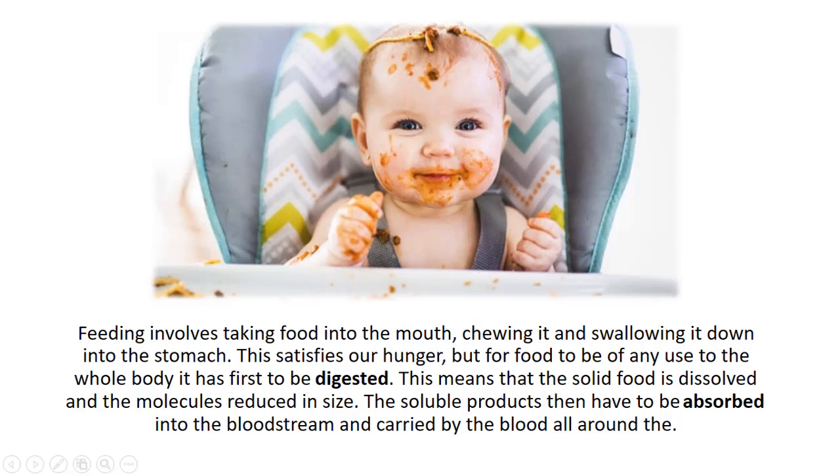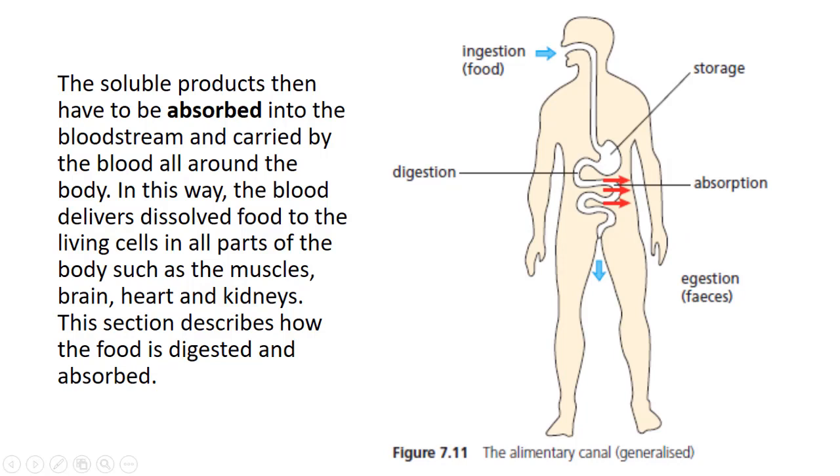So let's continue. Here you can see the alimentary canal of our body, and the soluble products are absorbed into the bloodstream and carried by the blood all around the body. In this way, the blood delivers dissolved food to the living cells in all our body parts, such as muscles, brain, heart, and kidneys, and so on. And so it shows how the food passes through our body.